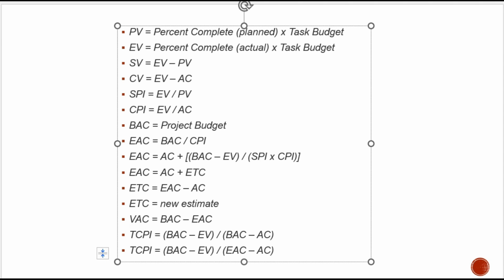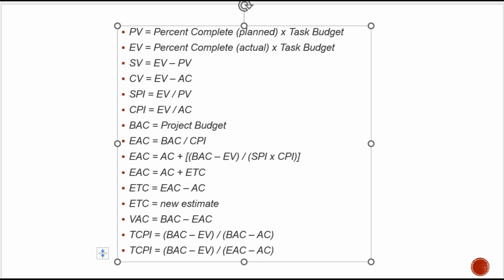What is the cost performance index? 2 lakhs 50,000 divided by 2 lakhs 80,000. That is 0.89. That is earned value divided by actual cost. Now 0.89 is less than 1. That is, the project is less efficient.